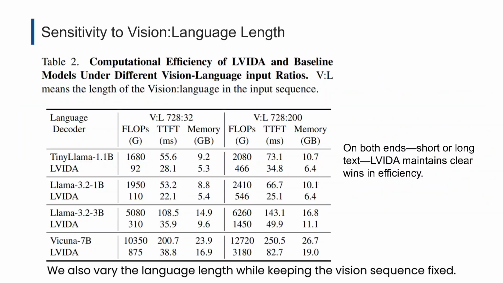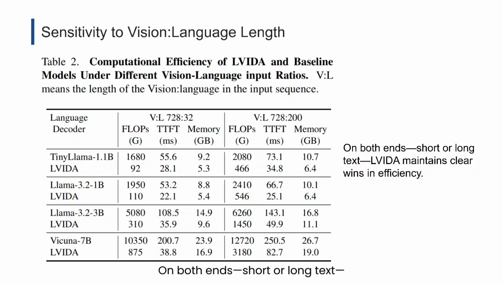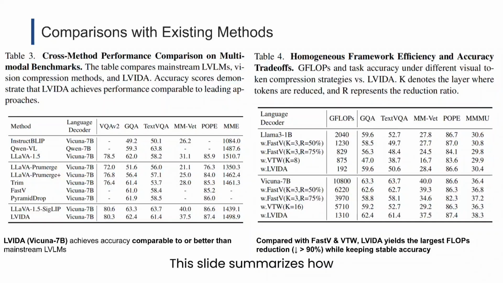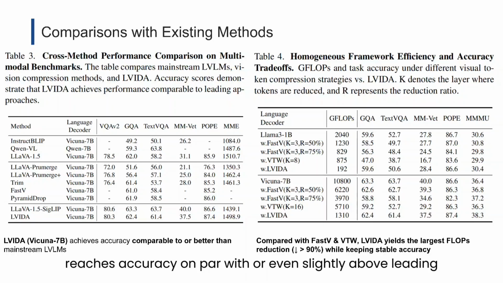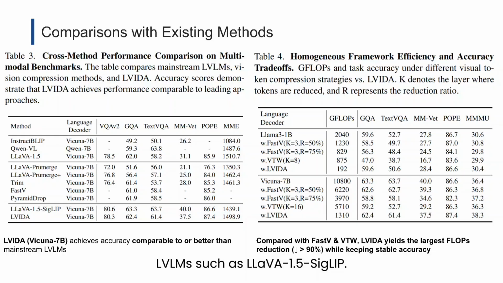We also vary the language length while keeping the vision sequence fixed. On both ends, short or long text, LVIDA maintains clear wins in FLOPs and TTFT. The advantage is especially pronounced when vision tokens dominate, which is typical for high-resolution images. This slide summarizes how LVIDA compares with existing multimodal models and token compression strategies. Looking at Table 3, using the same Vicuna 7B backbone, LVIDA reaches accuracy on par with or even slightly above leading LVLMs such as LLaVA 1.5 SigLIP.